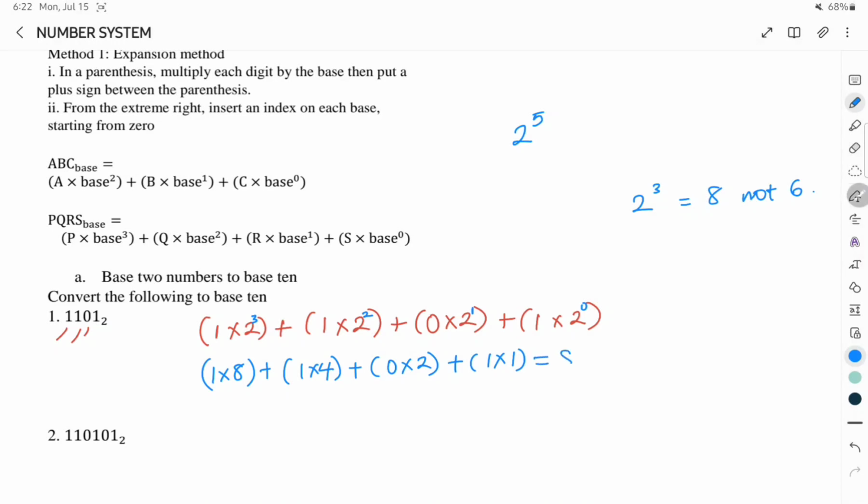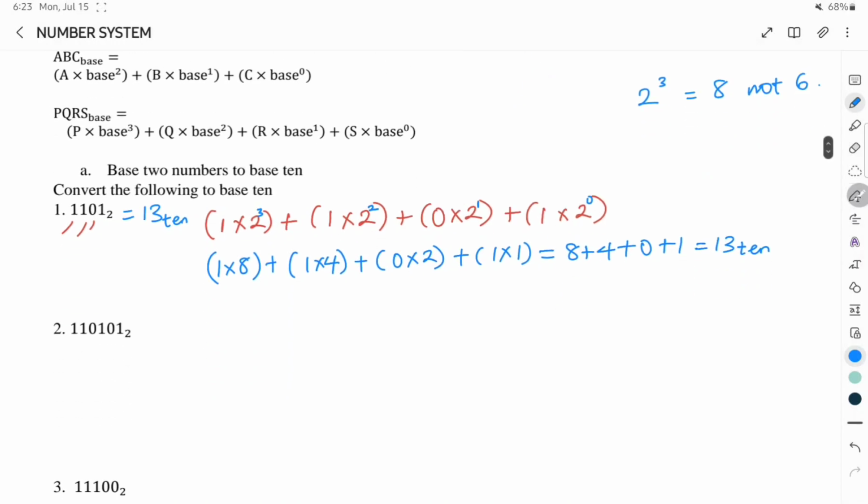1 times 8 is 8. 1 times 4 is 4. 0 multiplied by anything is 0. Then 1 times 1 is 1. So 8 plus 4 is 12, 12 plus 0 is 12, 12 plus 1 is 13. That means the equivalent of our question right here is 13 base 10.